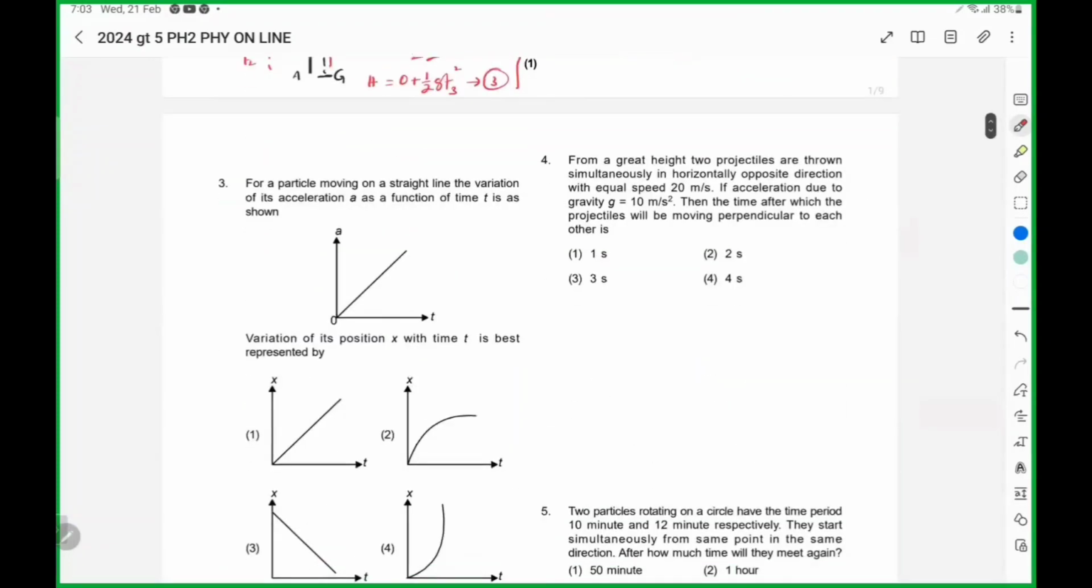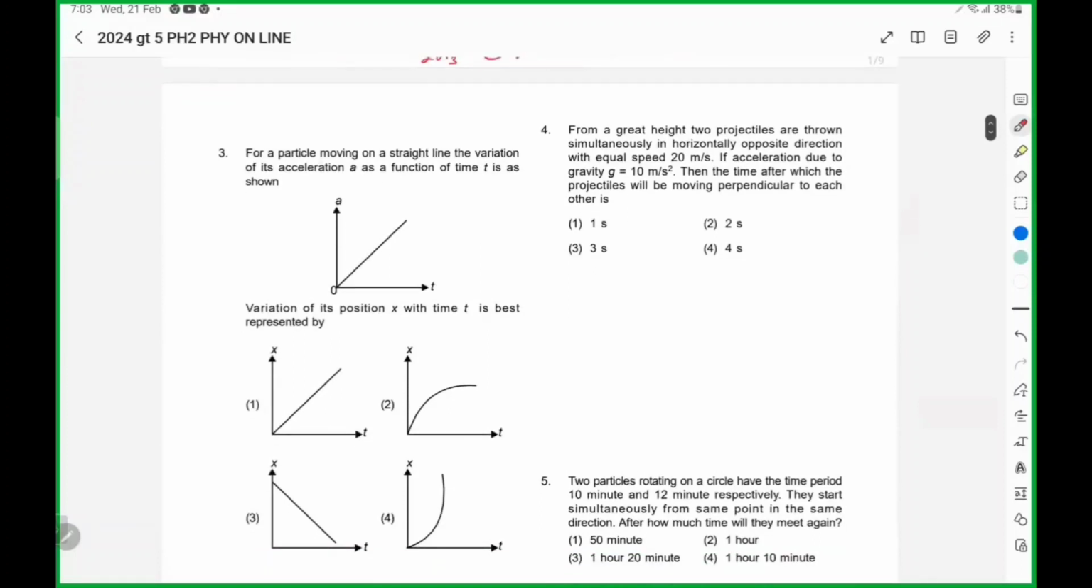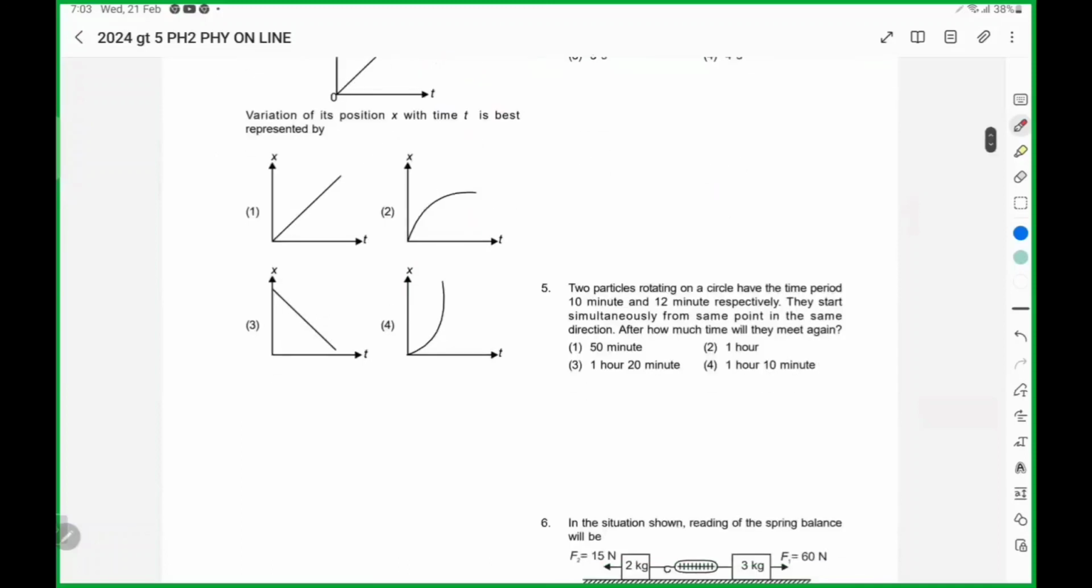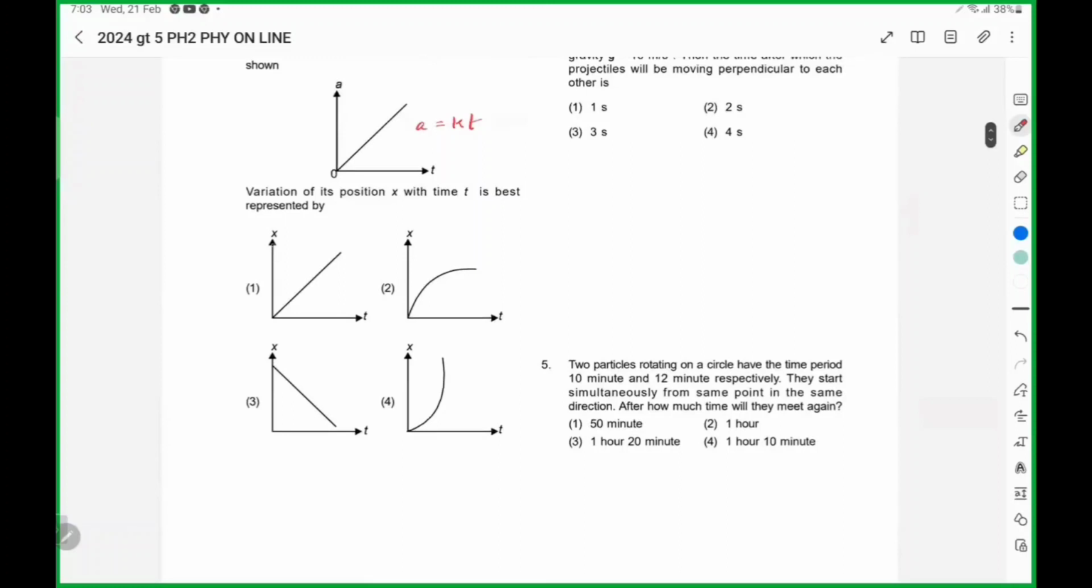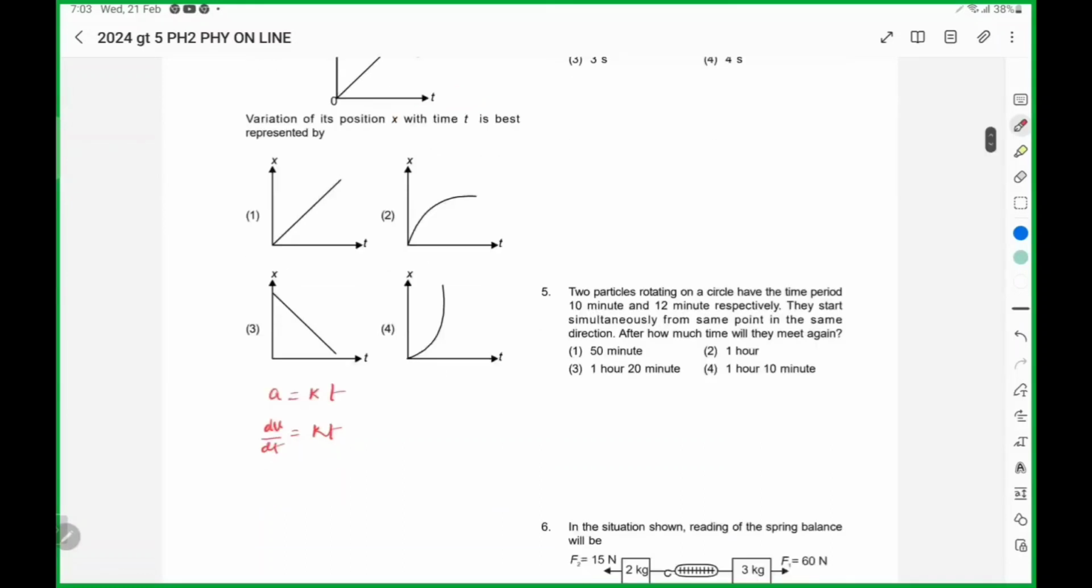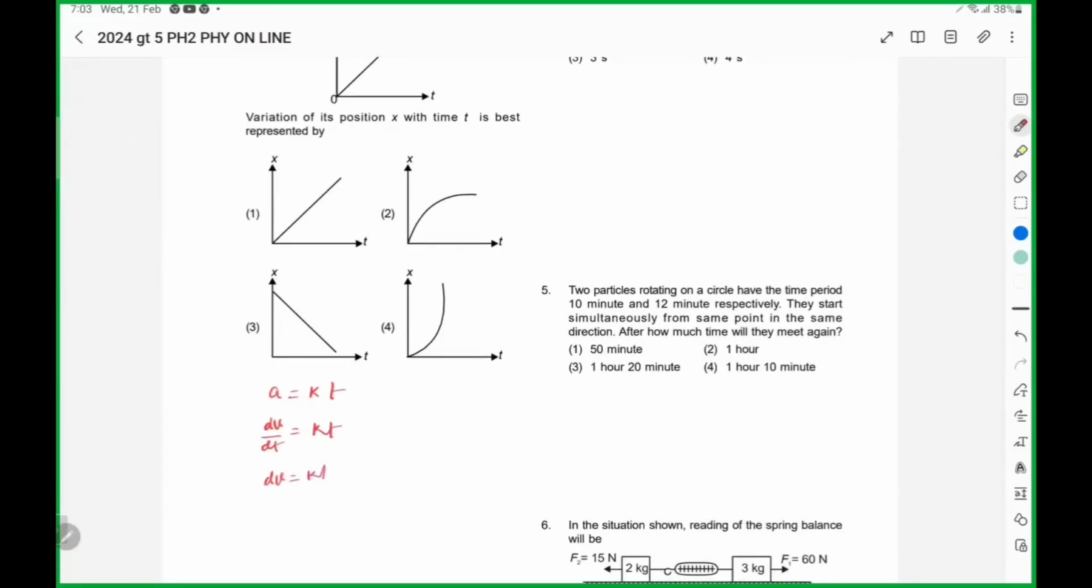Here he has given, for a particle moving on a straight line, the variation of acceleration as a function of time. Since it is a straight line passing through the origin, acceleration is kt. But he is asking for the displacement time graph. So once acceleration is this, dv by dt becomes kt. So dv here is kt dt, integrating, we get kt square by 2 plus c.